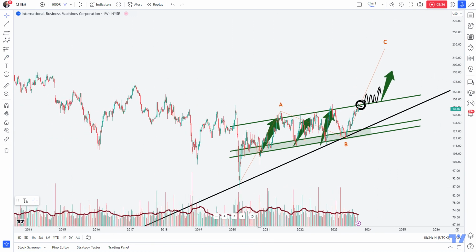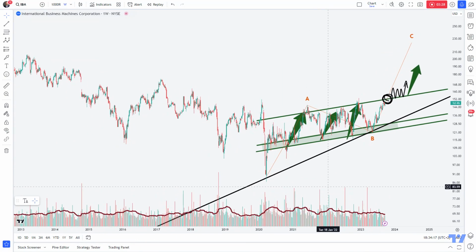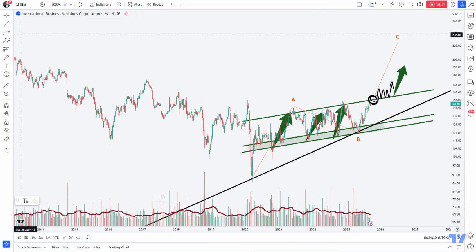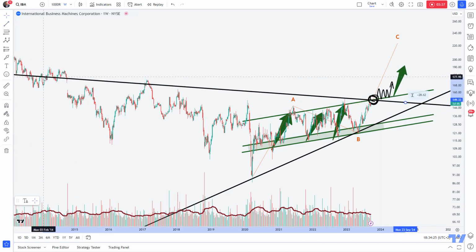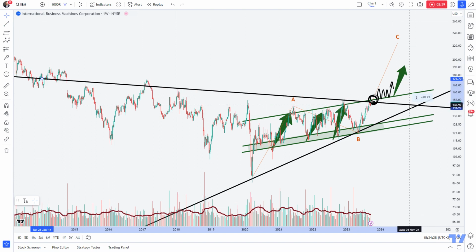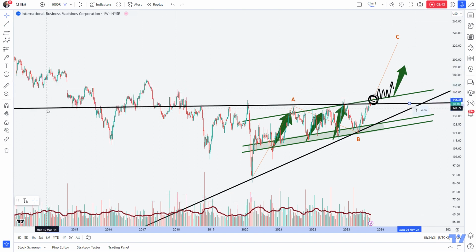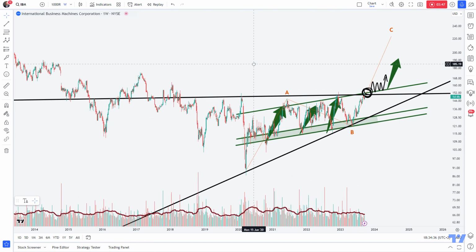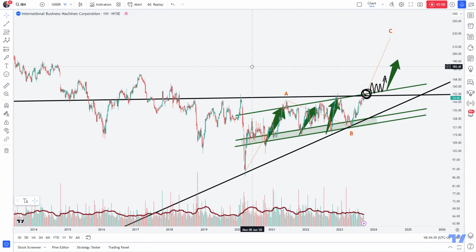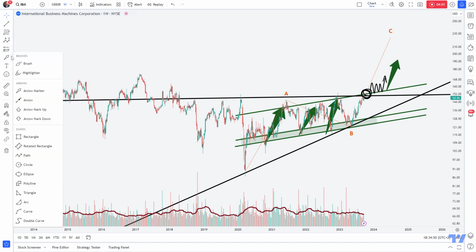And in this case, once this whole channel formation has been completed, there's also a much larger formation forming for IBM here within this whole structure. And this much larger formation is actually a huge inverse head and shoulders formation. And I already talked about such inverse head and shoulders formations in previous ideas that I uploaded here within my TradingView profile. So you can check out these ideas within my TradingView profile. And this is actually a huge inverse head and shoulders formation that IBM is actually forming here.